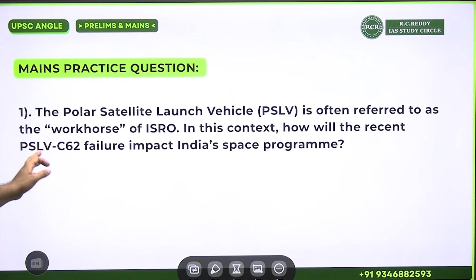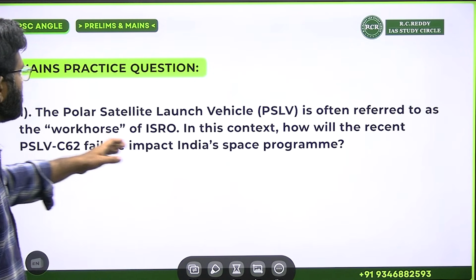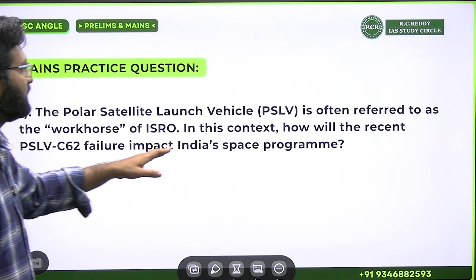Coming to the mains question: the Polar Satellite Launch Vehicle is often referred to as the workhorse of ISRO. In this context, how will the recent PSLV failure impact India's space program?